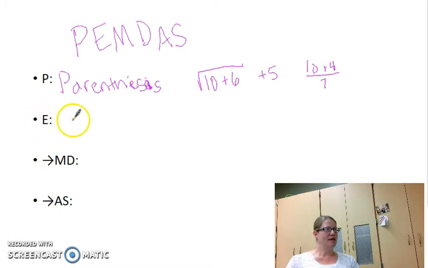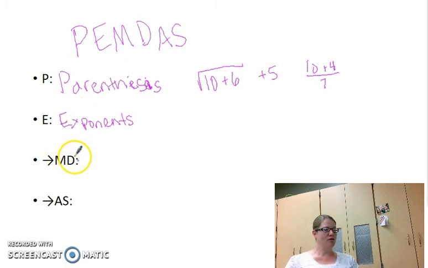The second thing, this E here, stands for exponents. So once I've evaluated anything that's in those grouping symbols, I'm going to move on to any exponents that are in my expression or my equation. Once I've evaluated the exponents, I'm going to move on to multiplication and division. You'll notice here on my chart that multiplication and division are on the same line, and that is because one does not take precedence over the other.